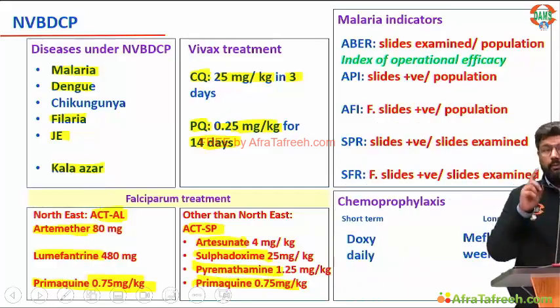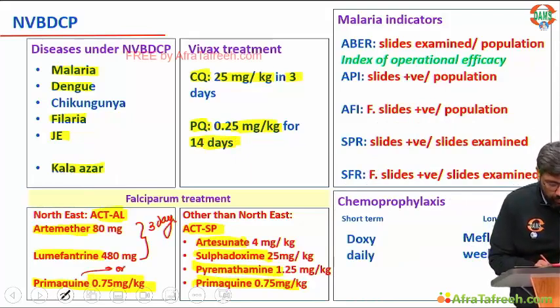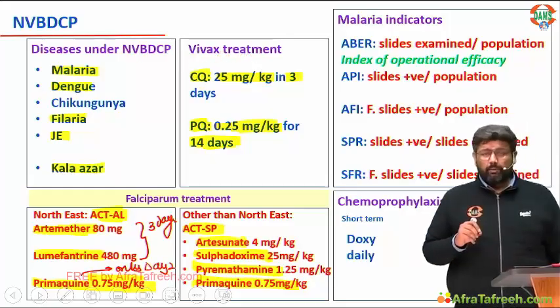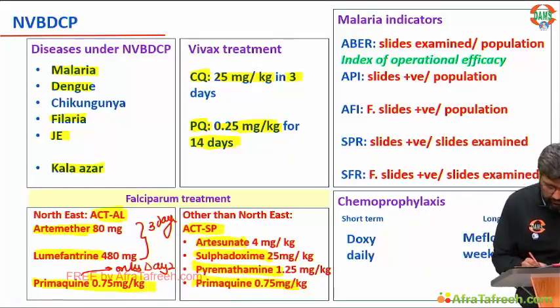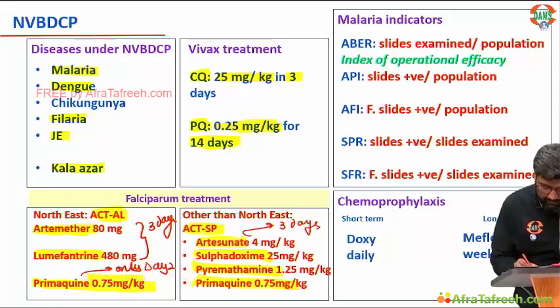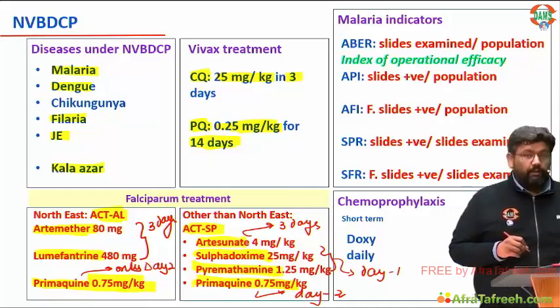If I talk about the duration, this is given for 3 days. And primaquine is given only on day 2. This artesunate is given for 3 days. This sulfadoxine and pyrimethamine is given only on day 1, and primaquine only on day 2.